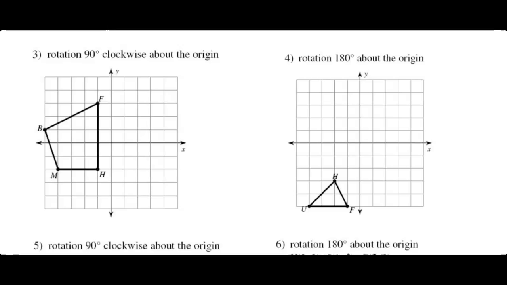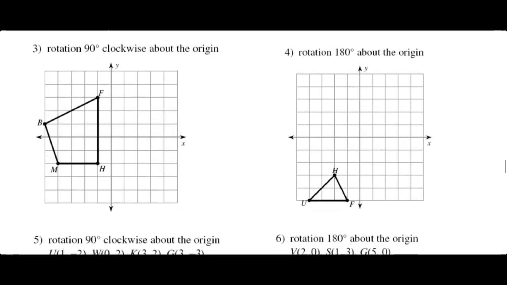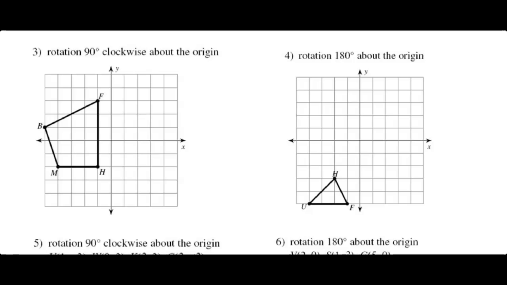Let's do one more, number 3, and then we will be done. So looking at number 3, we are going to rotate 90 degrees clockwise. That means we're going this way. So if F is starting in quadrant 2, it's going to end up in quadrant 1. So it's at the point negative 1, 3. 90 degrees makes it switch, so it's going to be 3, 1.